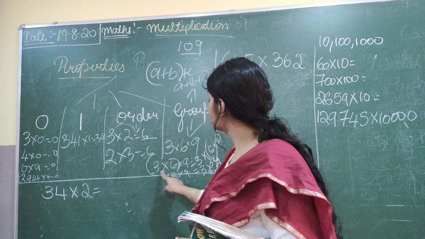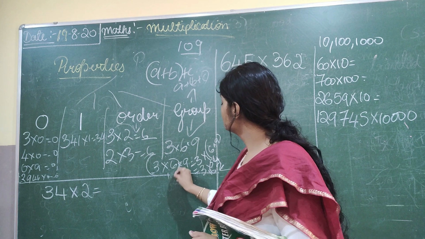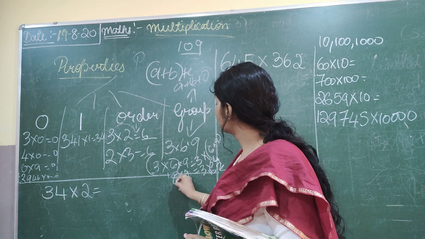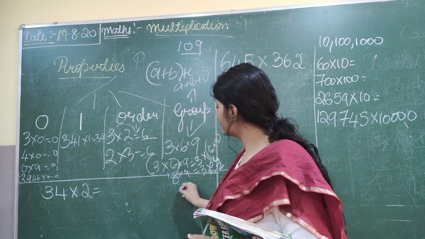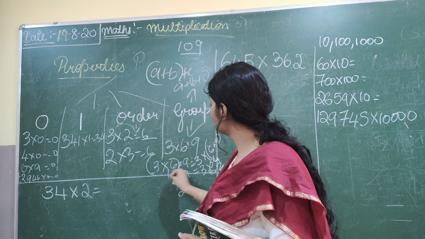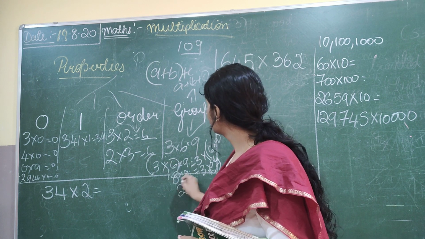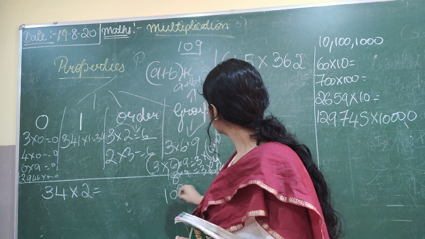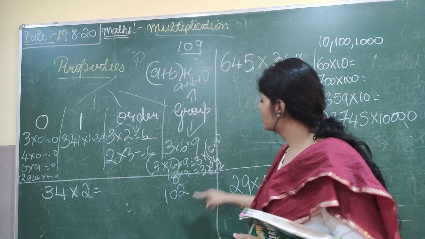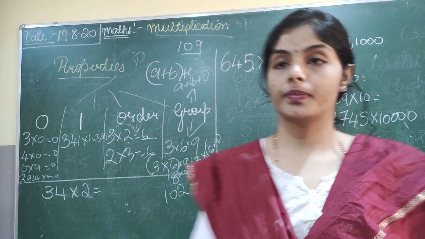Sorry, 6 3s are 18. 18, 9 8s are 72. So 2, 1 carry over. 9 1s are 9 plus 1 is 10. 9 1s are 9, 10. Okay. So we see 102.